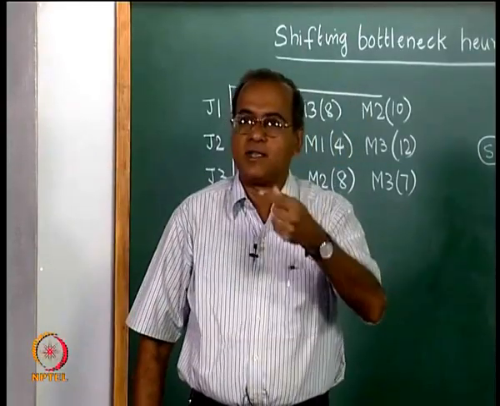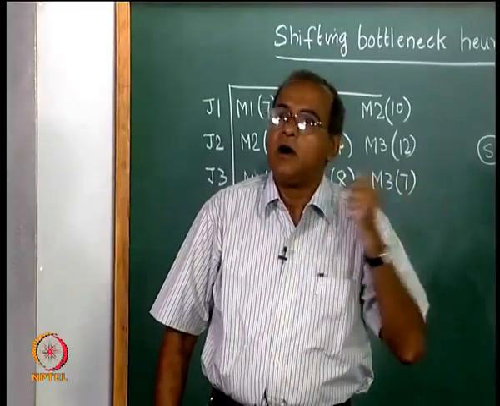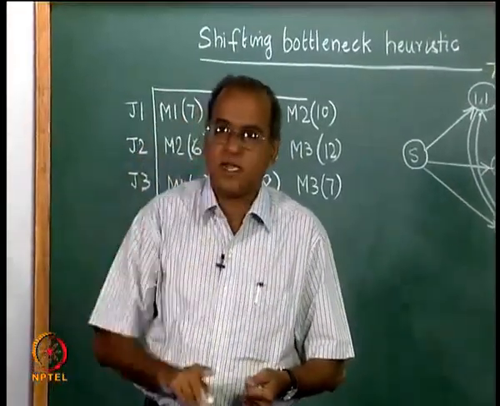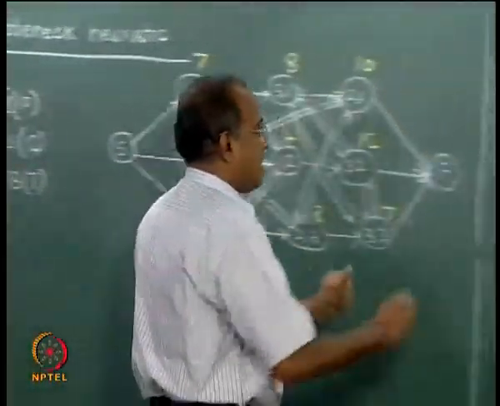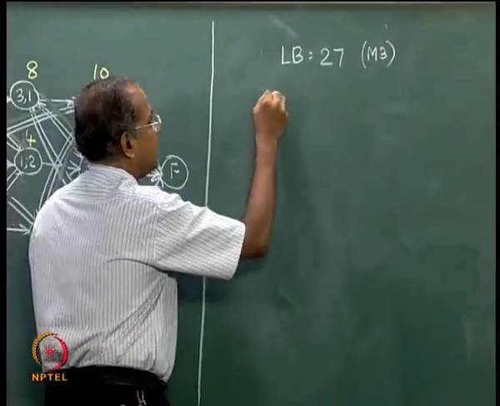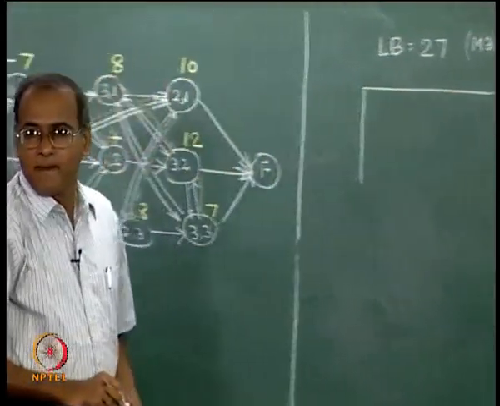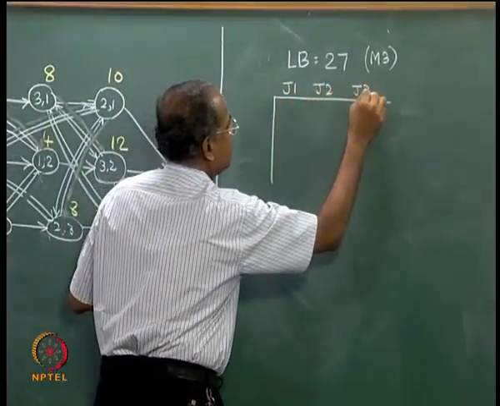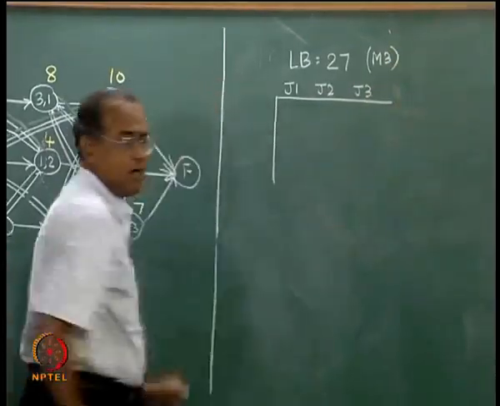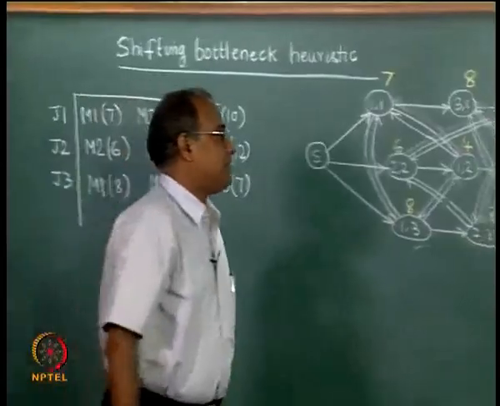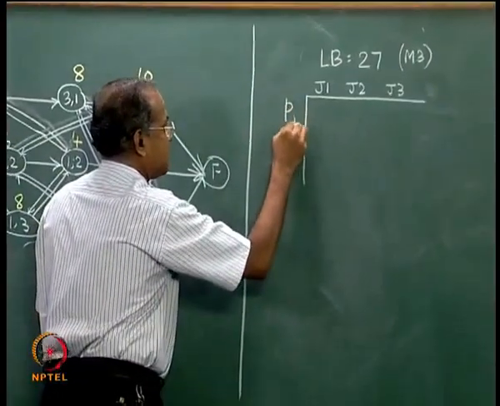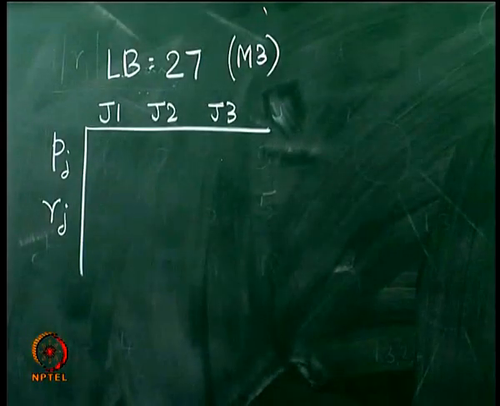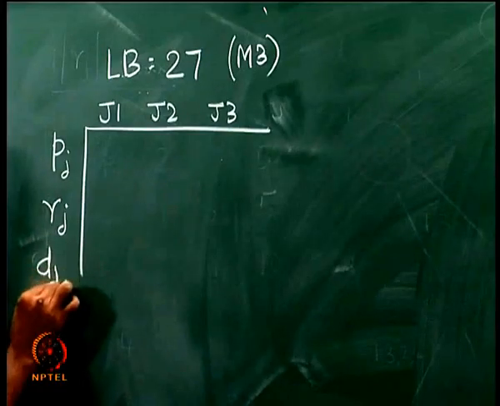Now, we apply the 1|rj|Lmax algorithm on machine M3 and try to look at the jobs with M3 as the bottleneck machine. So, let us now write the 1|rj|Lmax data for machine M3 with J1, J2, J3, because we have only 3 jobs. So, we have to write pj, processing time on machine 3, rj, release time or time at which the job is available, and dj, which is the due date.